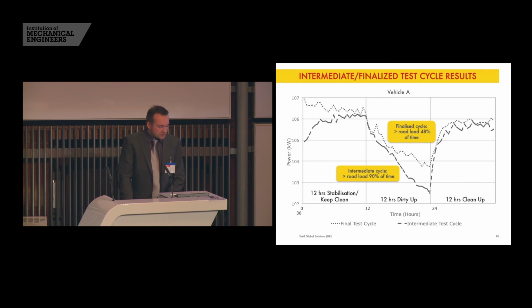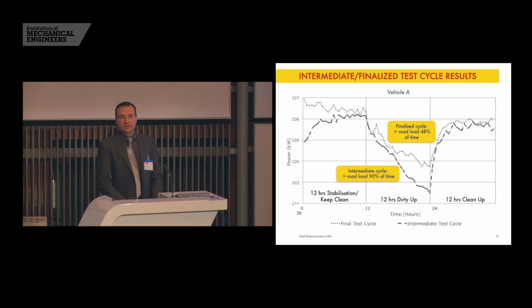So this plot compares results generated on the intermediate and finalised cycles in vehicle A. You can see in the dotted line we have the intermediate test cycle, and in the dashed line power with the finalised cycle. In the first phase, where we use the detergent, the stabilisation and keep clean phase, you can see by the end of that phase we've got quite a nice steady power signal.